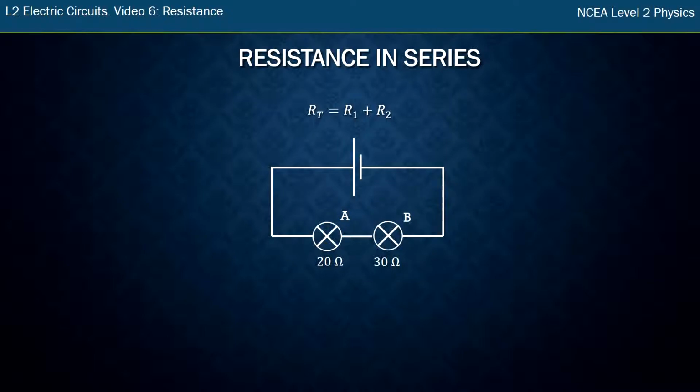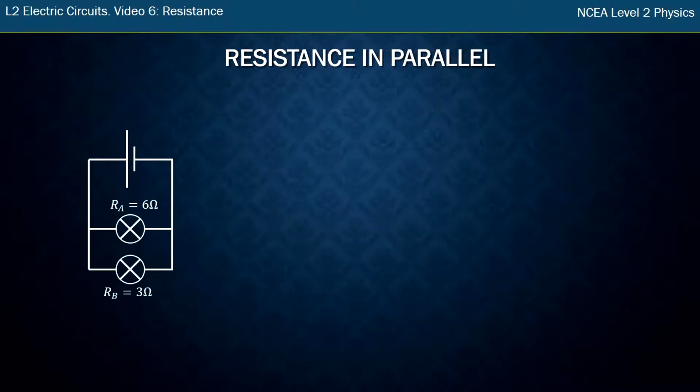So here I have two bulbs with different resistances. The total resistance in the whole circuit, i.e. not just how much each bulb resists current, but how much the whole circuit resists current flowing through it, is just 20 plus 30, which gives me 50 ohms. I can do the same for parallel.